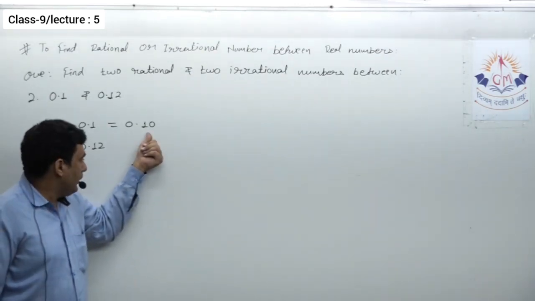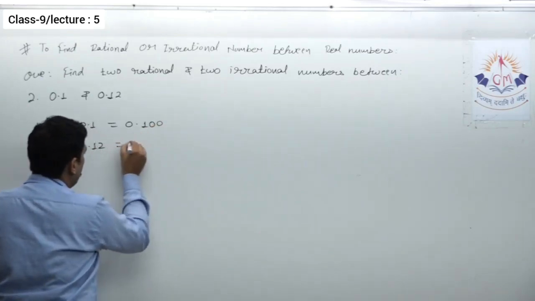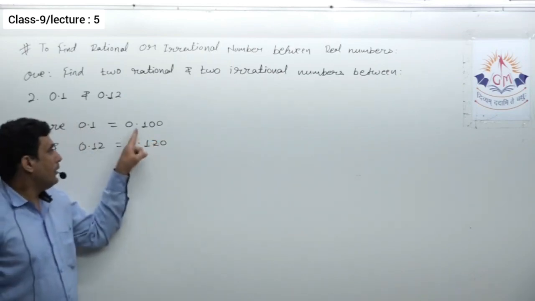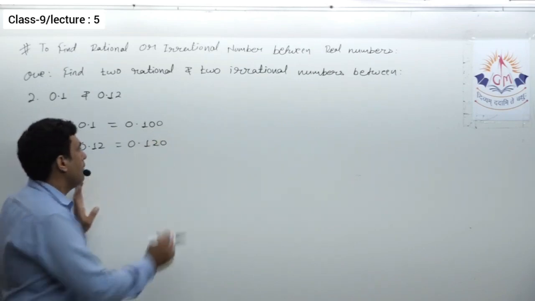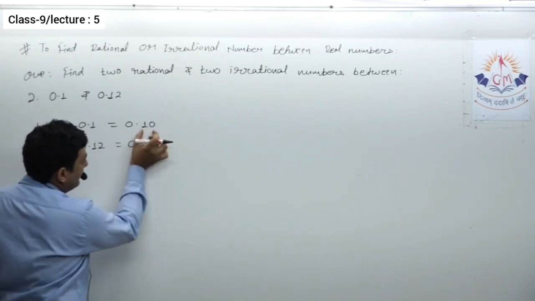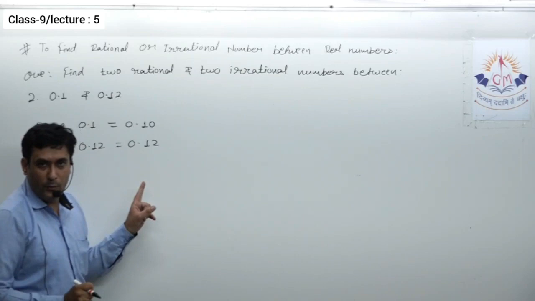So again between 10 and 12 I have only one number, so this I can write in this way, and this I can write 0.120. Okay, so what I did, I kept the same number of digits after decimal to compare. So when I make it in the form of 2 digits, then without decimal this is 10 and this is 12, so there is only one number between them.